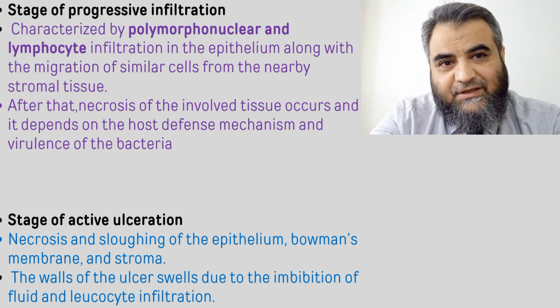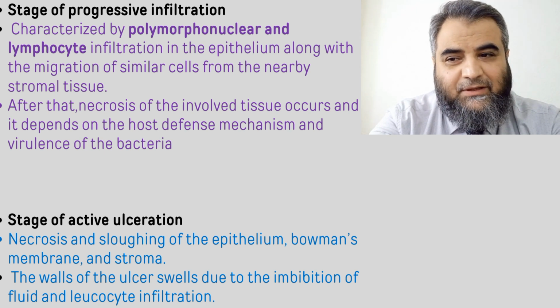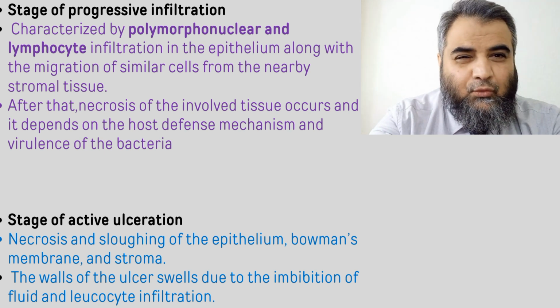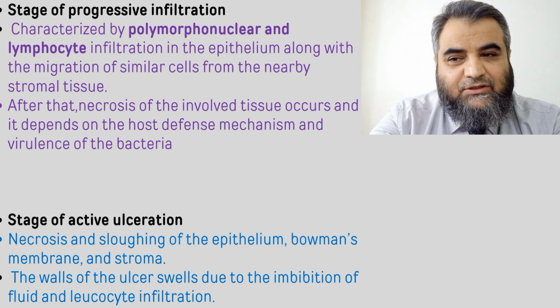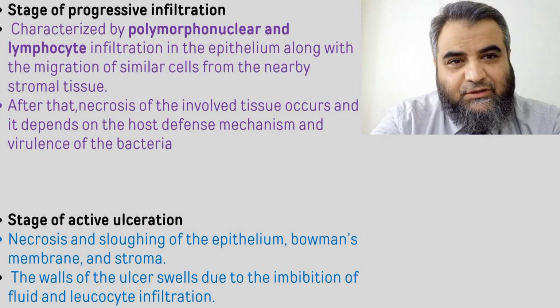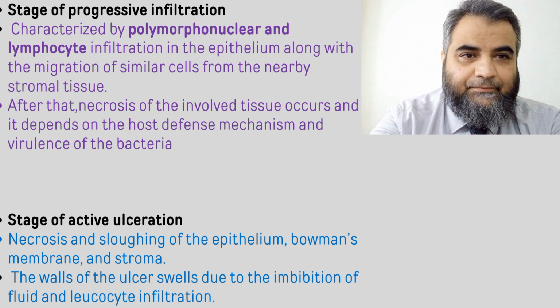The second phase is the stage of active ulceration. During this stage, necrosis and sloughing of the stroma and Bowman's membrane occurs. The walls of the ulcer swell up because they take up water, and leukocyte infiltration occurs. So these are the two stages from the total four stages. The second one is the active ulceration stage.